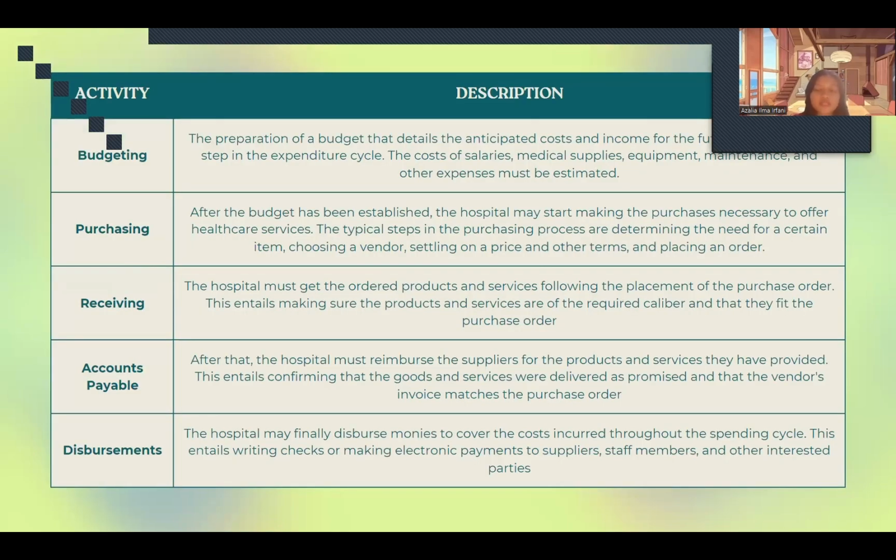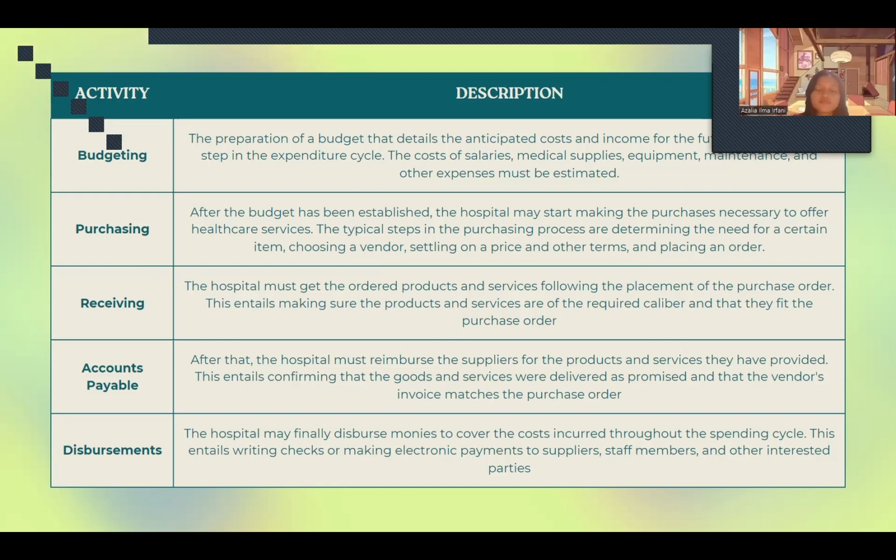Basically, a hospital's expenditure cycle consists of several tasks intended to guarantee the effective use of financial resources to support the delivery of healthcare services. The primary tasks include the first one, budgeting. Budgeting is the preparation of a budget detailing the anticipated costs and income for the future year, and it is the first step in the expenditure cycle. The cost of salaries, medical supplies, equipment, maintenance, and other expenses must be estimated.